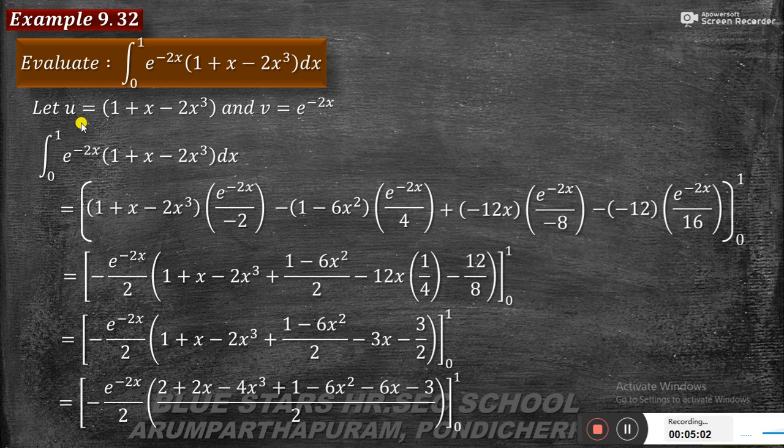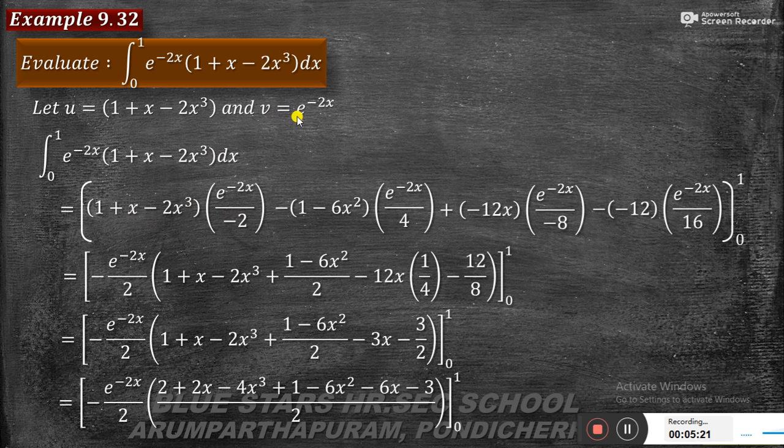So now you take that. So you write that: the integral from 0 to 1 of e^(-2x)(1 + x - 2x^3) dx equals, now the formula is u v1. So u means you write the given function, 1 + x - 2x^3. v1 means you integrate the v.